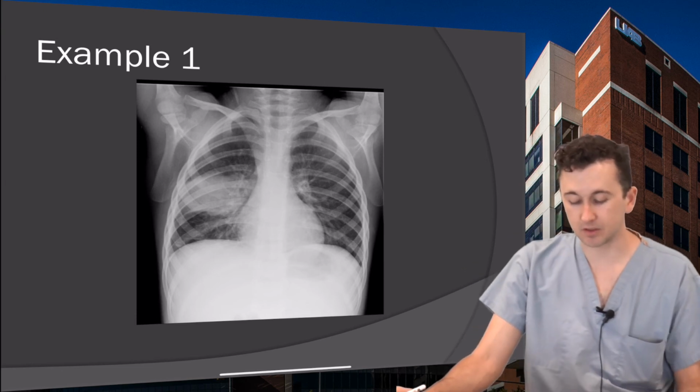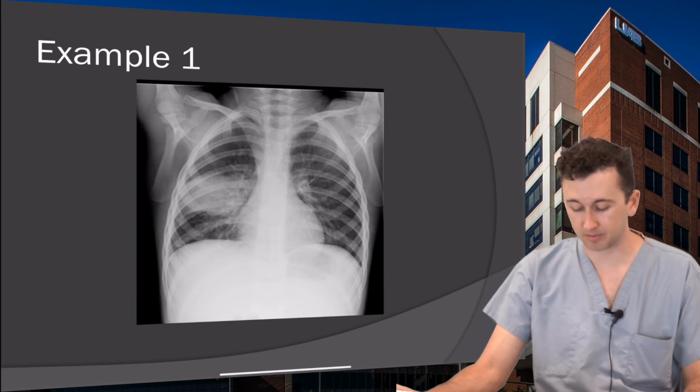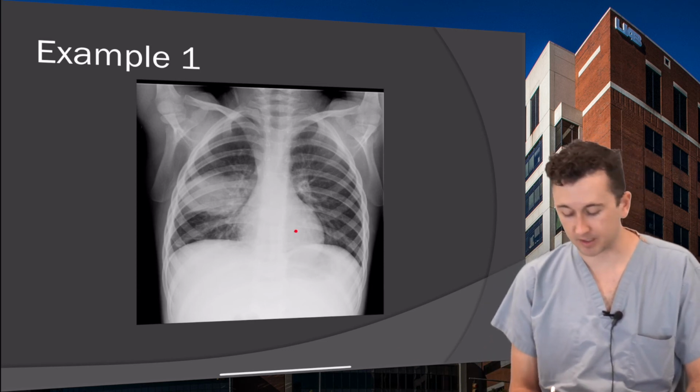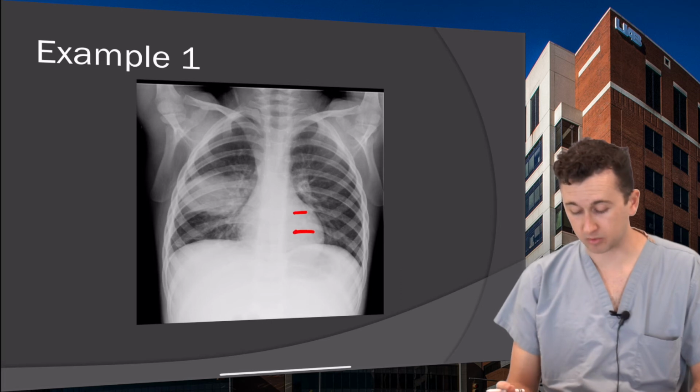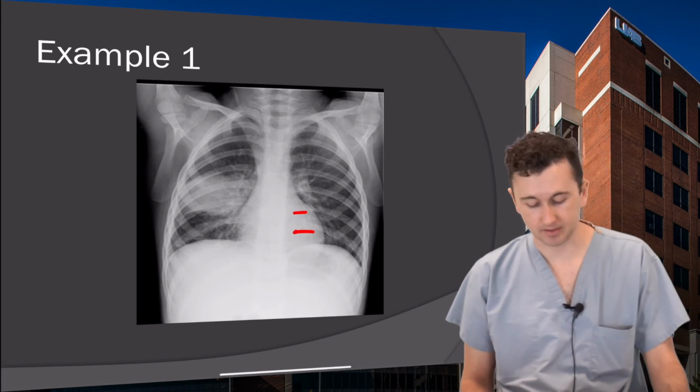So first thing you want to do is assess the technical quality. Is it properly exposed? Are the x-rays properly penetrating it? Again, you can see the ribs are barely visible behind the heart, okay? And you can see lung markings going all the way out to the periphery of the lung, so this film is appropriately penetrated.